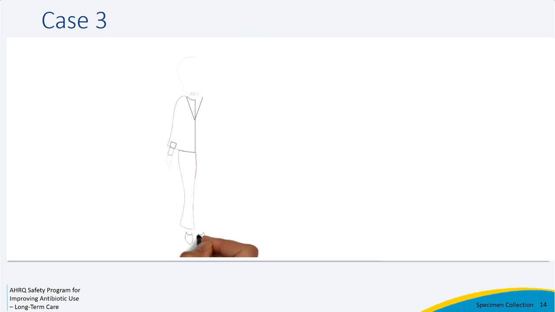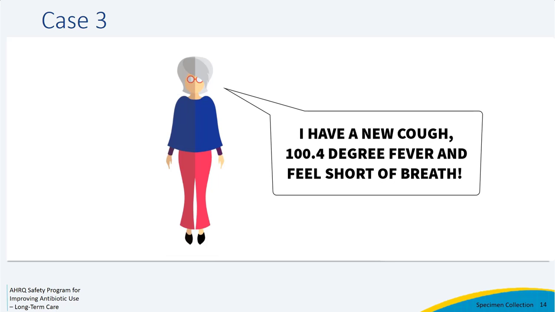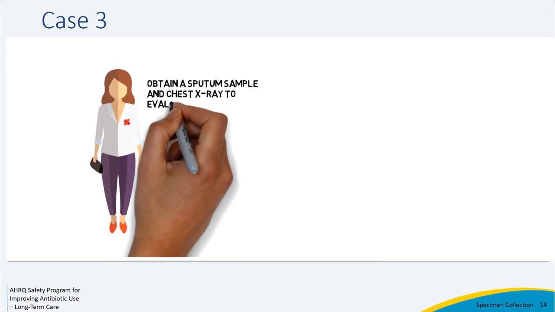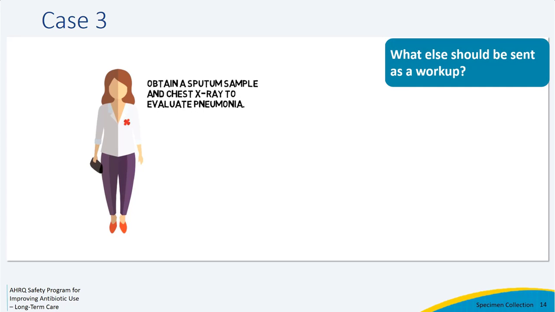Let's move on to discuss sample collection of respiratory cultures. One of the residents in your facility develops a new cough and a temperature elevation of 100.4 degrees Fahrenheit. She appears ill and reports being short of breath. Orders are placed to obtain a sputum sample and chest x-ray to evaluate for pneumonia. Before we move on to discuss the best way to obtain a sputum culture, what else do you think would be a good idea to send as part of the workup here?